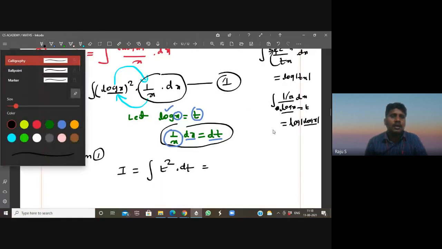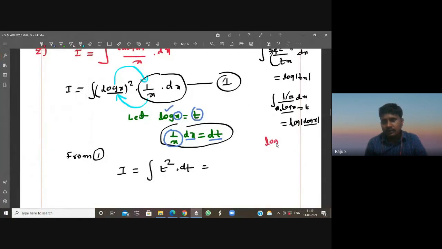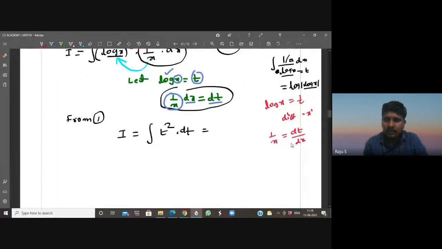When you differentiate with respect to x, look, I'll show you. Log x is equal to t. Differentiating with respect to x, the derivative of log x is 1 by x, and the derivative of t is dt by dx. Cross multiplying dx, 1 by x dx is equal to dt. Obviously. Instead of writing 1 by x is equal to dt by dx, I have written directly that the derivative of log x is 1 by x, again dx is equal to dt.